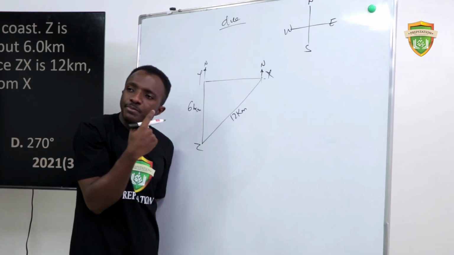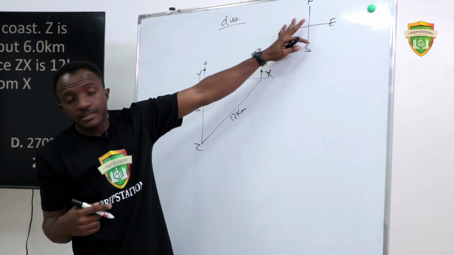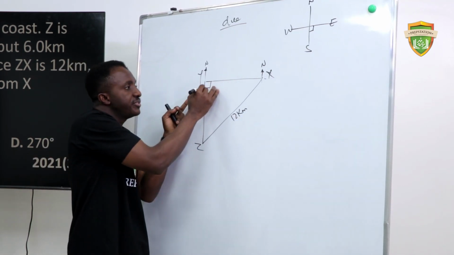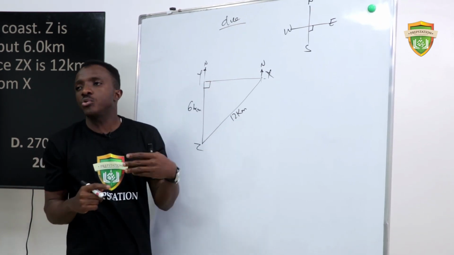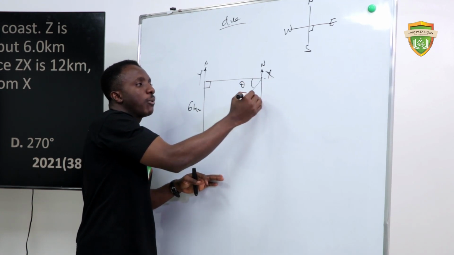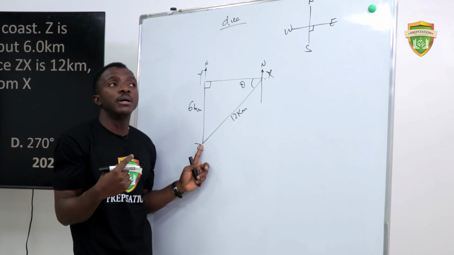Just like we talked about the quadrant in the previous question I solved, the angle between this and this is 90. So this is 90 degrees. This shape is a triangle, not just a triangle, a right-angled triangle. So this angle is what we want to find. We're told to find the bearing of z from x.